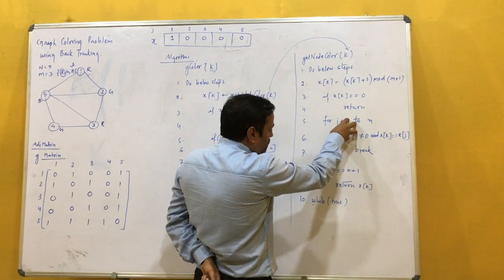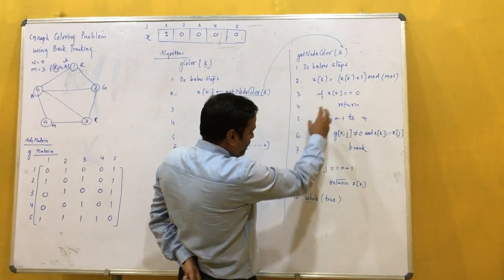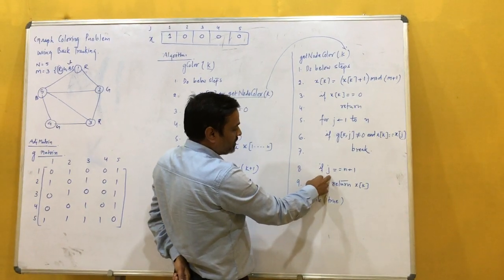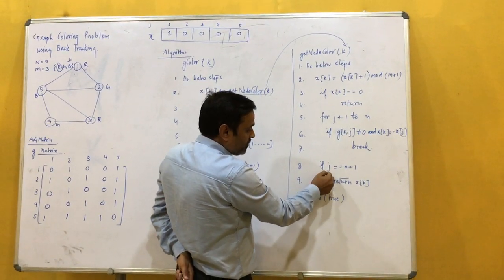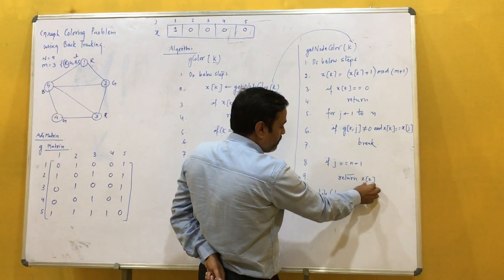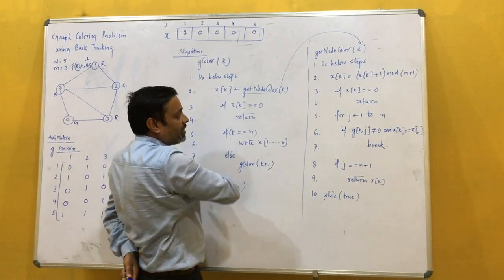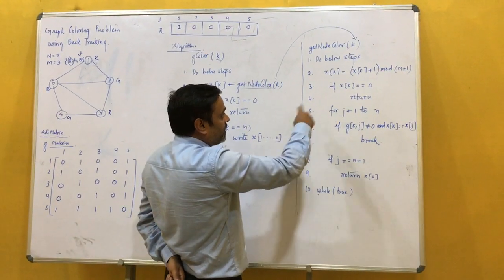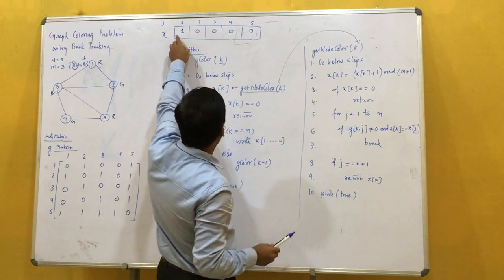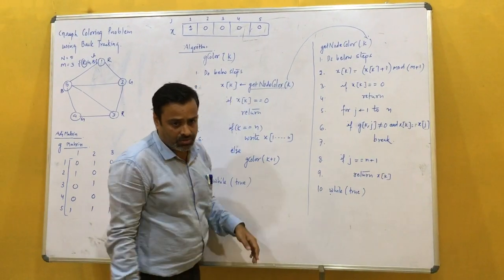After the smooth execution of this for loop, if it is not broken anywhere, it will come to the 8th statement, where I check the value of j. If the j value is n plus 1, then it will return the appropriate color. That color will be stored here, and that color will be finalized. This will keep happening repeatedly, and eventually all the colors will be stored in this array, and that will be our solution. Thank you.